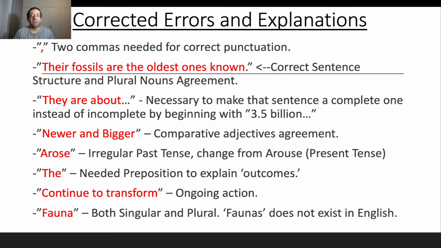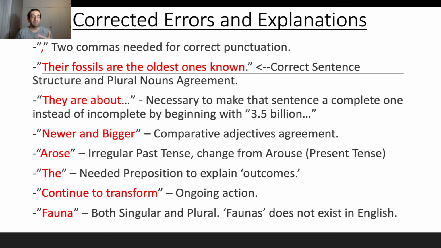And then comparative adjectives, agreement: newer and bigger. So we added ER to new. It should be newer and bigger for comparative purposes. And then irregular past tense, we changed from "arouse" in the present tense to "arose" for the past tense, right? From "arouse" in the present, it becomes "arose" in the past. And then I added the word "the," which is an important word in English, to explain the outcomes, right? And then "continue to transform." I wanted to write that as an ongoing action. The fauna continues to transform.